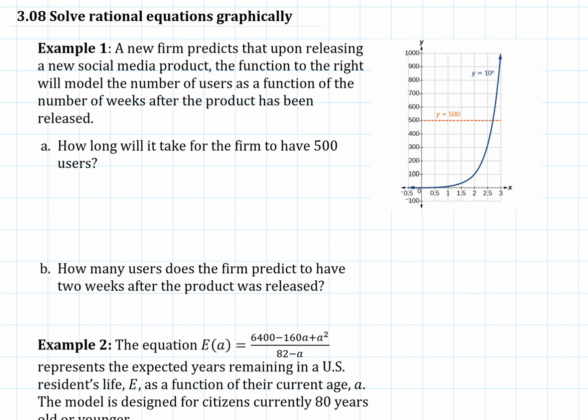Our first example: a new firm predicts that upon releasing a new social media product, like Facebook or Snapchat, the function to the right will model the number of users as a function of x, a number of weeks. So here's your x value, the number of weeks after it was released, and this would be the number of users.